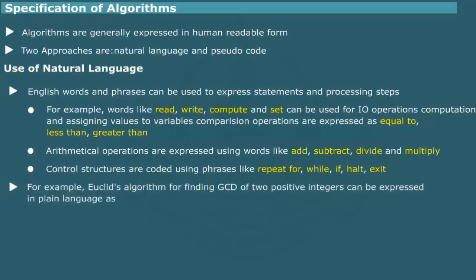For example, Euclid's algorithm for finding the common divisor of two positive integers can be expressed in natural language as shown.